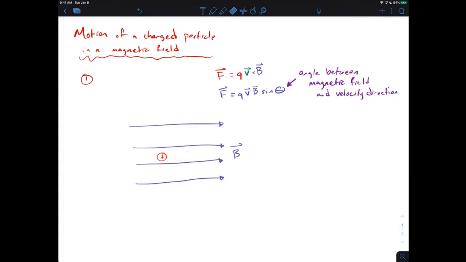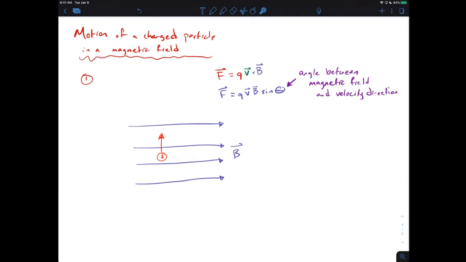So let's go ahead and get rid of this. Okay, so what if I move upwards? Okay. So in this case, we do have a force. My velocity is upward, my magnetic field here is to the right, so I will have a force.